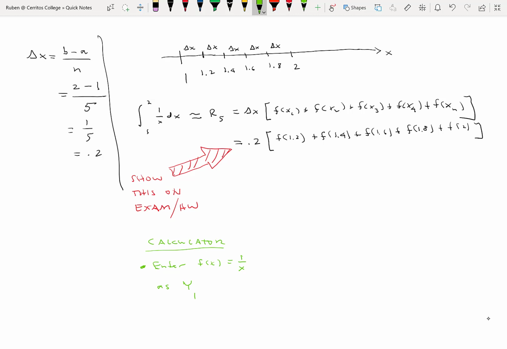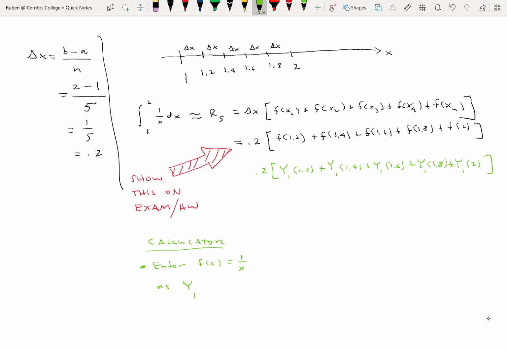Okay. So what this means in our calculator, and you don't have to write what I'm writing in green here on your exams, but this is just for us. This means 0.2 times y sub 1 of 1.2 plus y sub 1 of 1.4 plus y sub 1 of 1.6, etc., etc. Well, there's only two more, so I'll write them in. Y sub 1 of 1.8 and y sub 1 of 2.